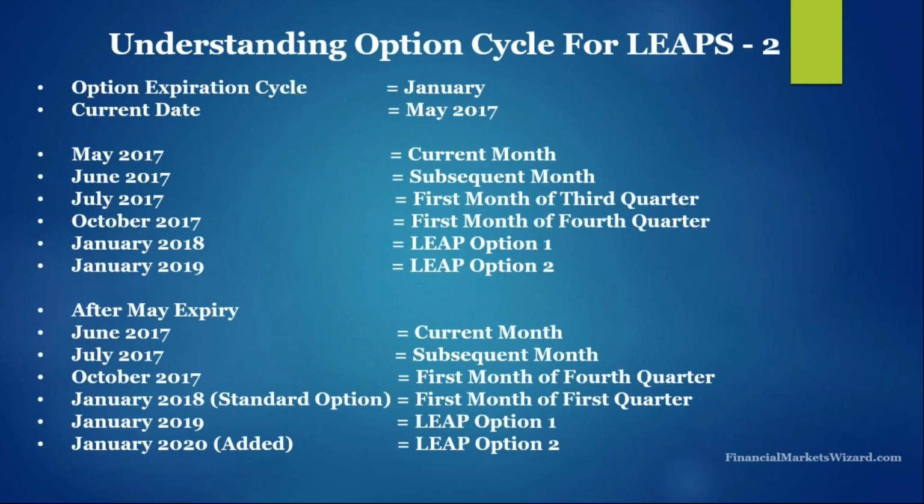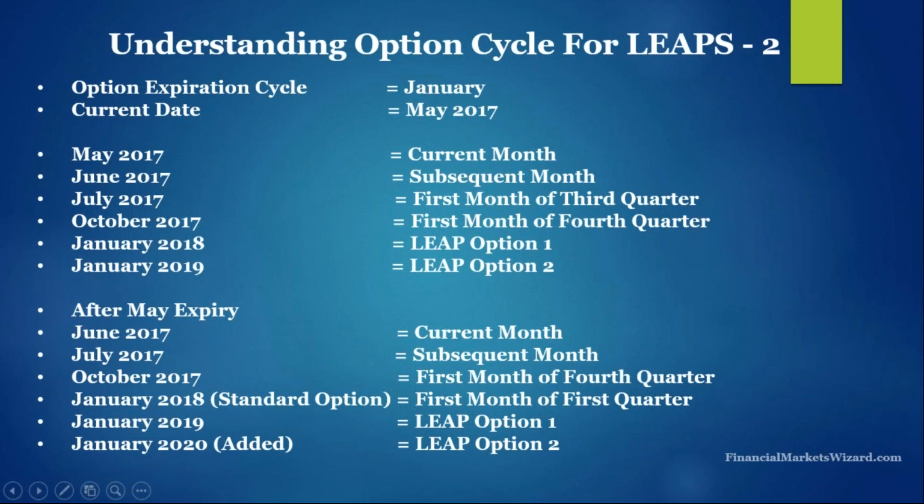So this is the example. Let's say the option expiration cycle is January, and we are in the month of May 2017. Again, we know that it's a modified cycle. Because of the modified cycle, we have the current month and subsequent month. So we will have May and June, right?